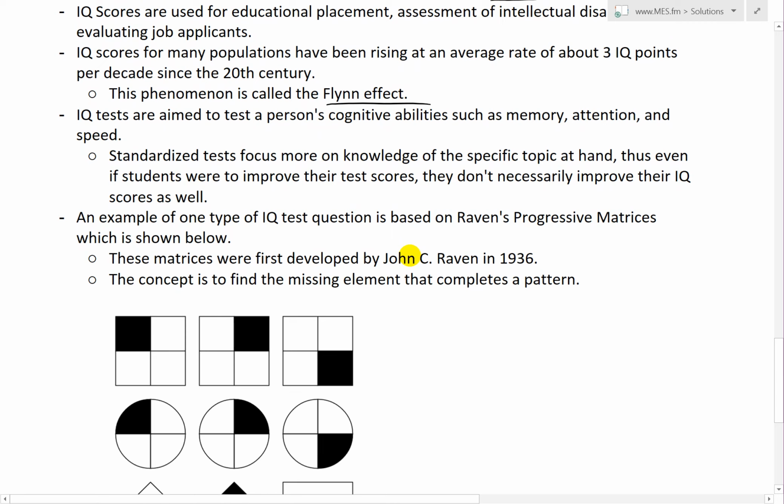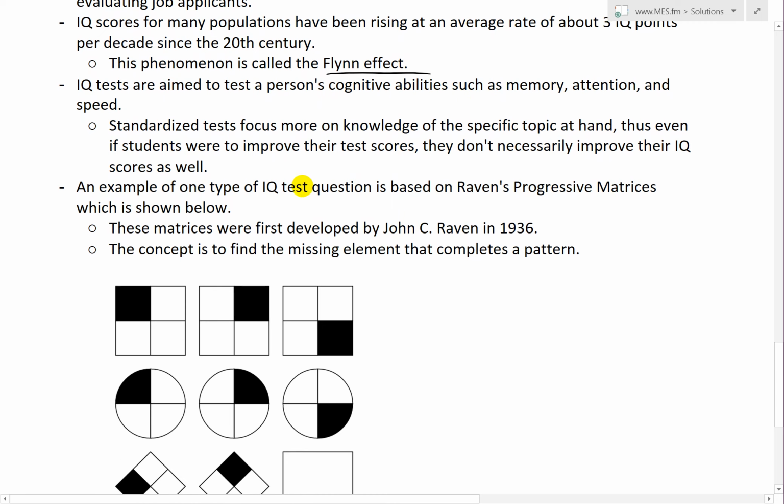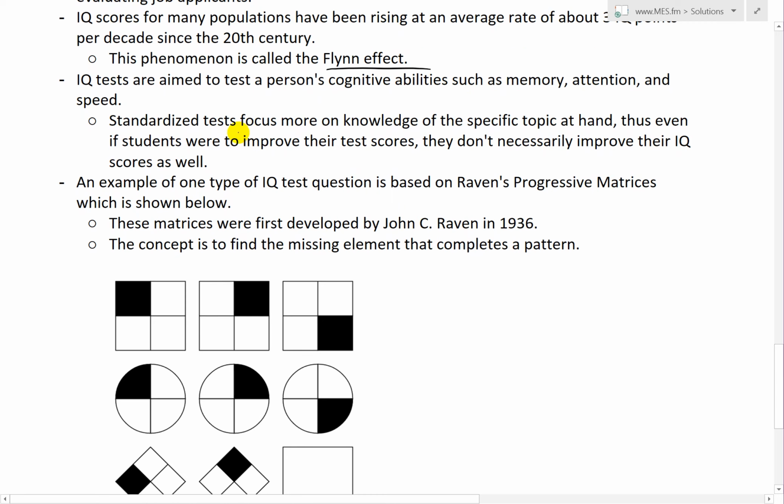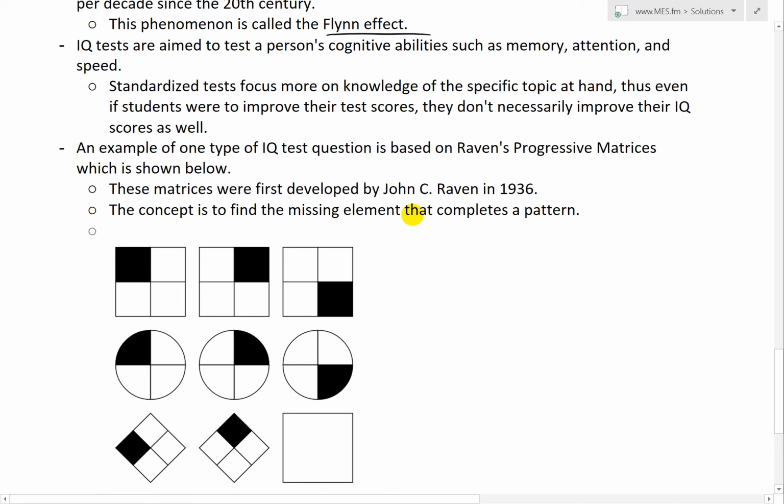And IQ tests are actually aimed to test a person's cognitive abilities, such as memory, attention, and speed. As opposed to this, standardized tests, on the other hand, focus more on knowledge of a specific topic at hand. Thus, even if students were to improve their test scores in, let's say, a math or science standardized test, they don't necessarily improve their IQ scores as well. This is more about how your brain thinks as opposed to what you actually know.